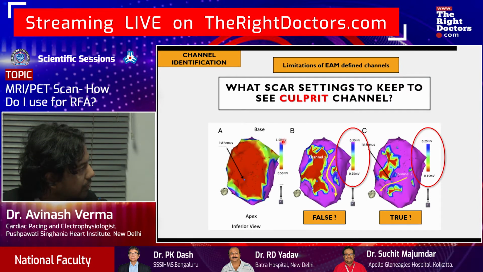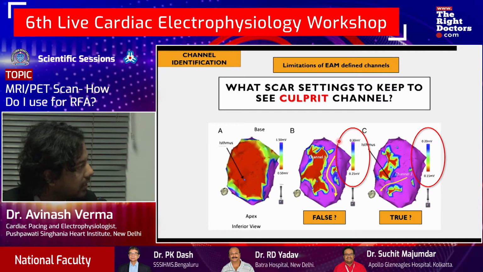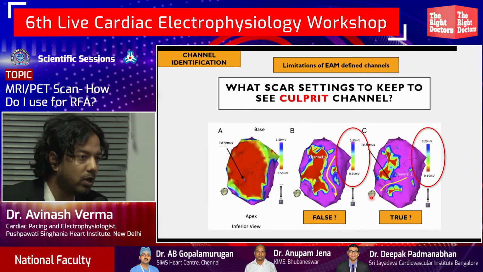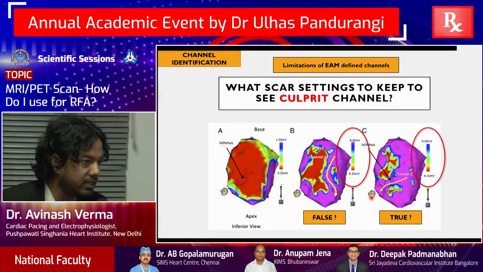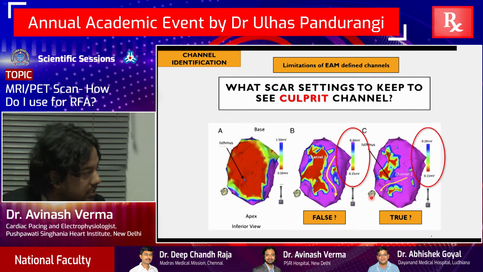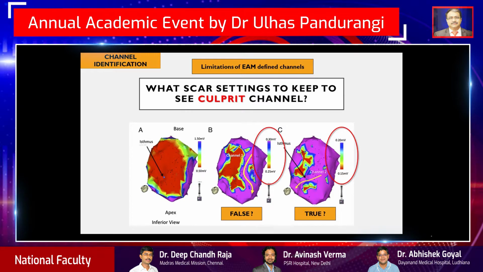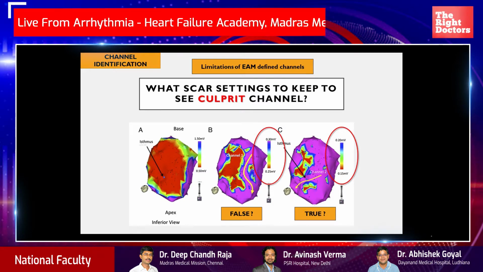At 1.5 and 5, everything is a scar. At 0.3 to 0.25, we see this channel. If we go further down, at 0.2 to 0.15, we see this channel. Now, what is the adequate setting? That is the problem with this model. But anyway, until we have MRI fusion for everyone, we can use this technique.